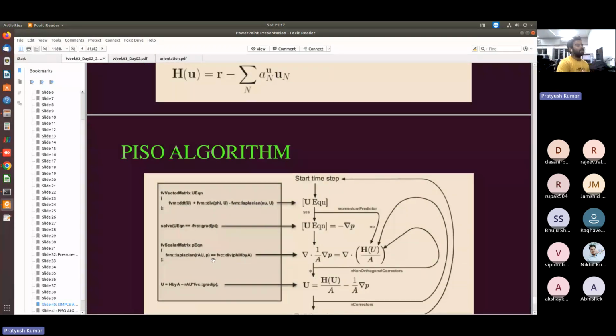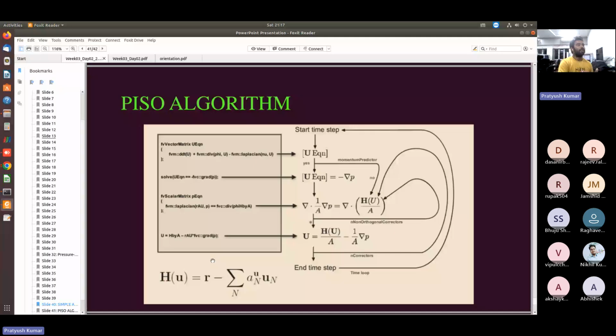There is a slight difference in the PISO algorithm. The first difference is that the SIMPLE algorithm solves for the steady state solution, and in the PISO algorithm we solve for the transient term also. We are going to cover only incompressible flow for now, but there is a separate session for compressible flow, in a later version of the session.